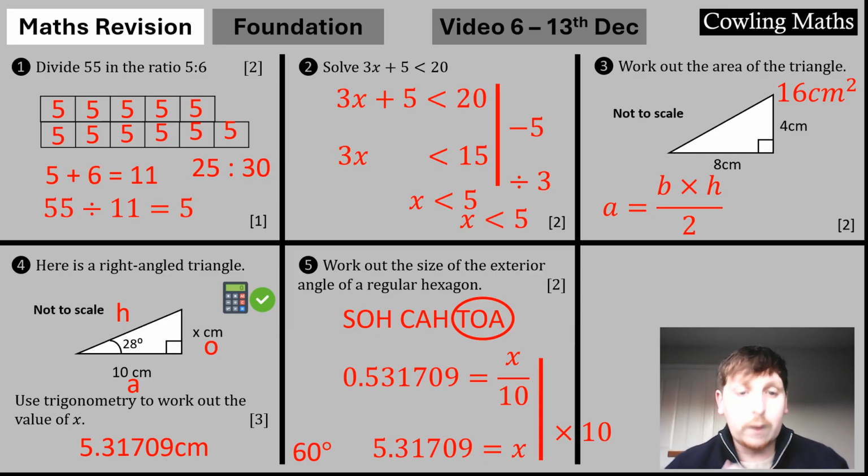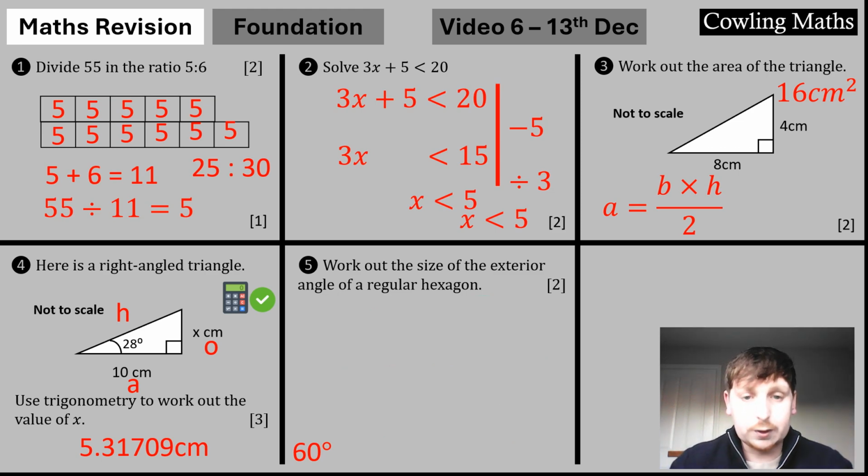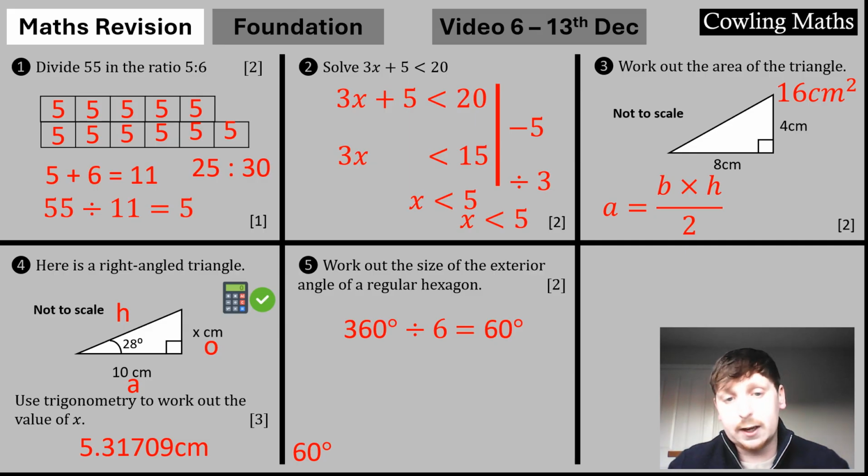So there's only one final question left, question 5. It says to work out the size of an exterior angle of a regular hexagon. So you need to remember for your exam that exterior angles add up to 360 degrees, just a full turn. If a hexagon has 6 sides, so we've got to do 360 divided by 6. And 360 divided by 6 is just 60.